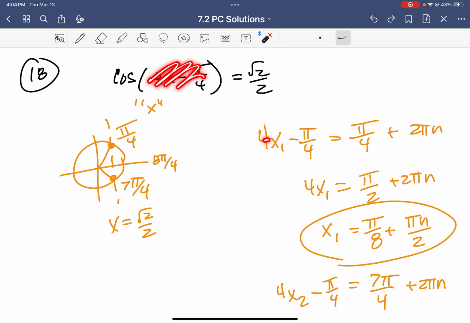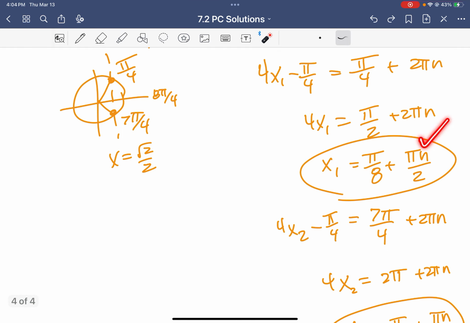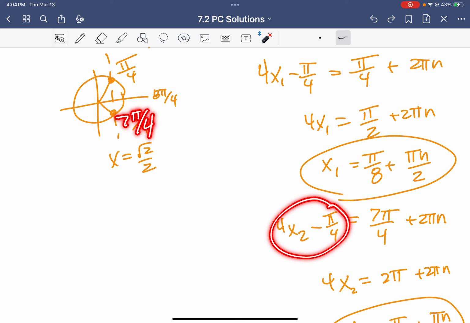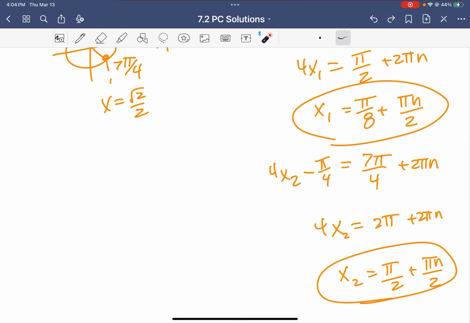So my mystery angle could be equal to pi over 4 plus any number of wasted revolutions. But my mystery angle was just this. So solving for x1, I add pi over 4 and then divide by 4. Similarly, my mystery angle could have also been 7 pi over 4. So I take my mystery angle and set it equal to 7 pi over 4 plus 2 pi n. That mystery angle was just this. Solving for x2 gets me this.